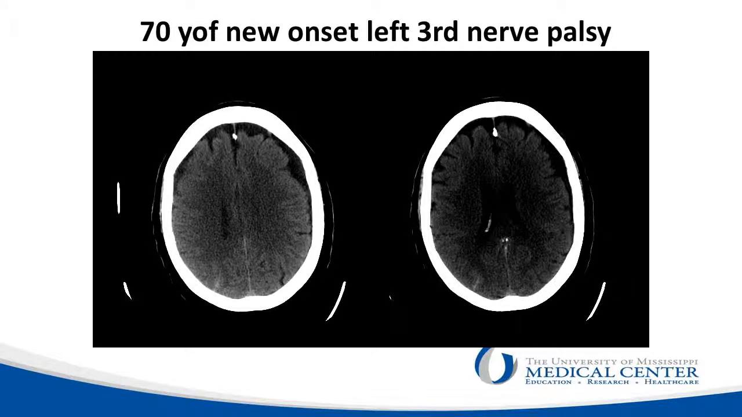This is a 70-year-old female who had a left third nerve palsy. That should make you suspicious. We see a little bit of density, particularly in the sulci of the right parietal lobe, so we do a CTA.